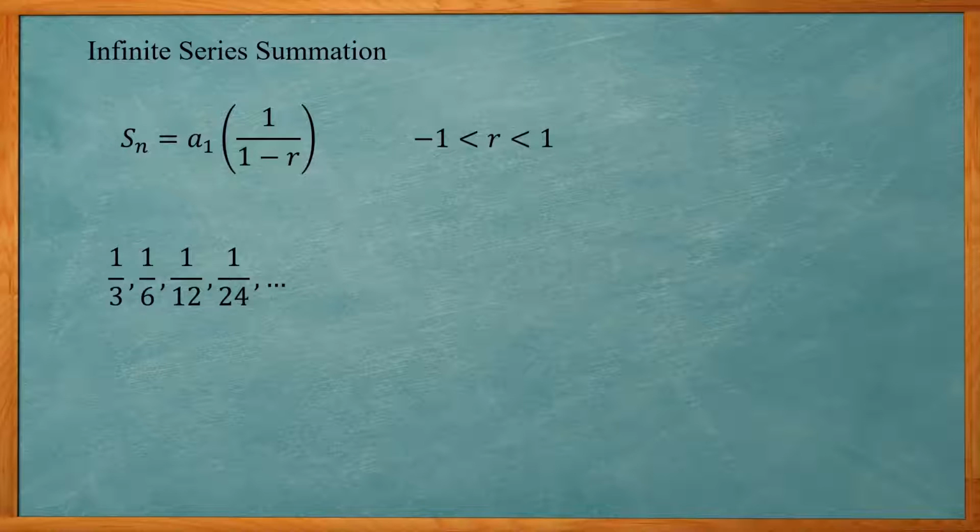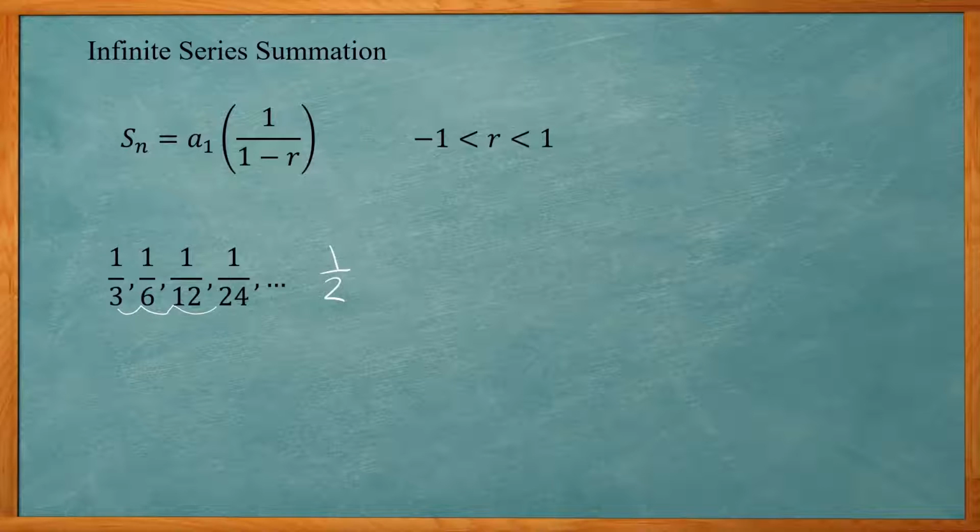And there's also something called infinite series summation. This occurs when your r value is between -1 and 1. So basically a fraction. If I see the sequence 1/3, 1/6, 1/12, 1/24, you see the bottom is multiplied by 2 each time. So our common ratio is going to be 1/2. If I keep adding these all together, these are going to converge to a certain number. So that's what this infinite series is supposed to do.